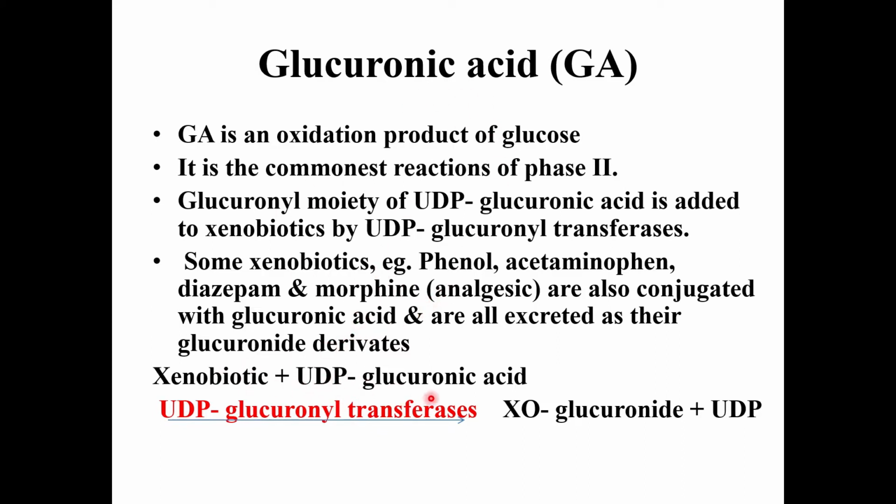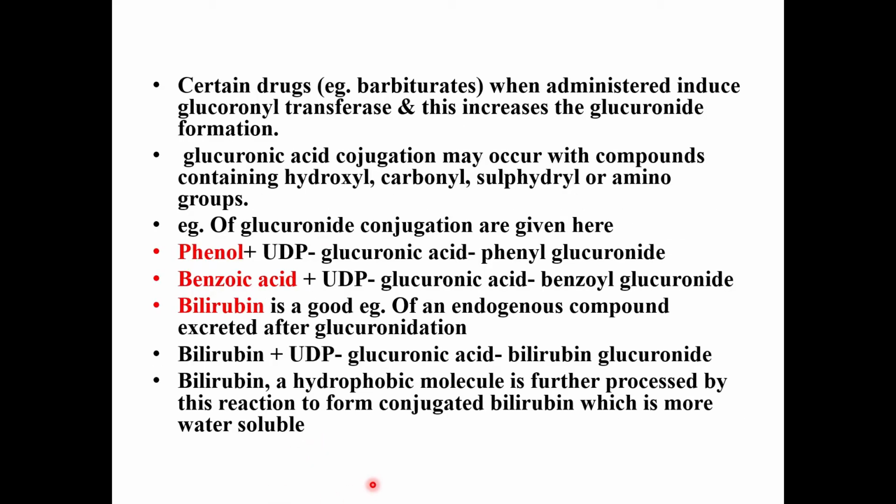Xenobiotic, when it combines with UDP glucuronic acid in the presence of UDP glucuronyl transferase, we get xenobiotic glucuronide. Certain drugs, for example barbiturates, when administered, induce glucuronyl transferase, and this increases the glucuronide formation. Glucuronic acid conjugation may occur with compounds containing hydroxyl, carbonyl, sulfhydryl, or amino groups. These are the groups that are involved in conjugation with glucuronic acid.